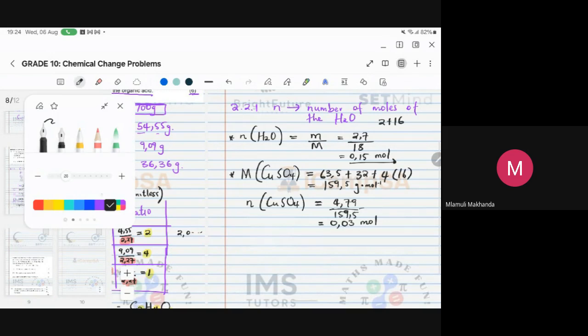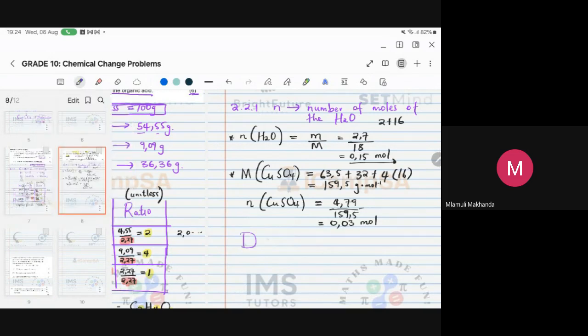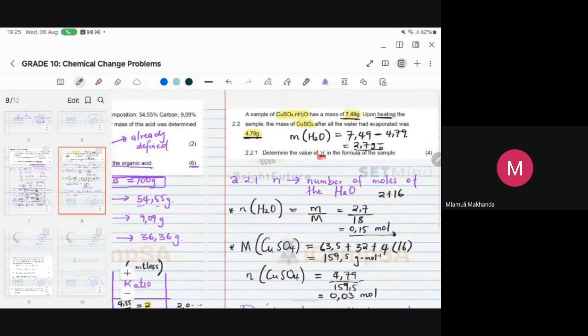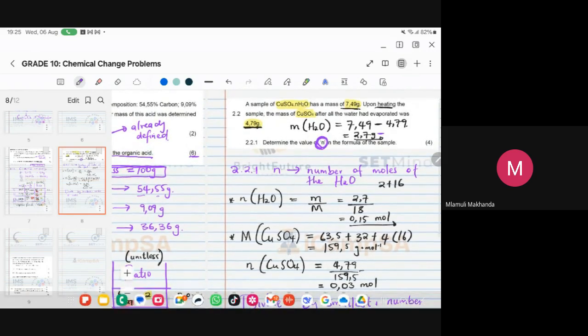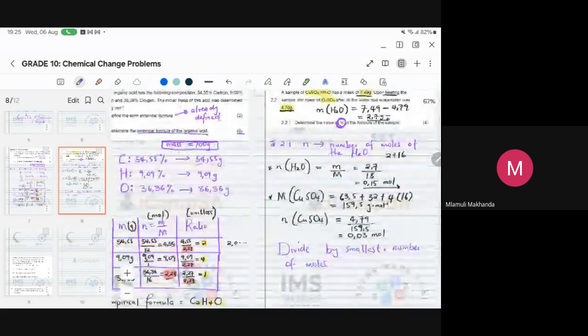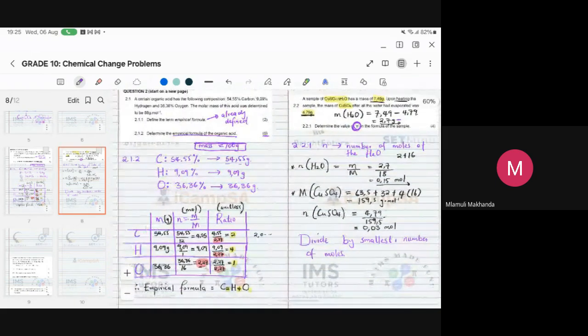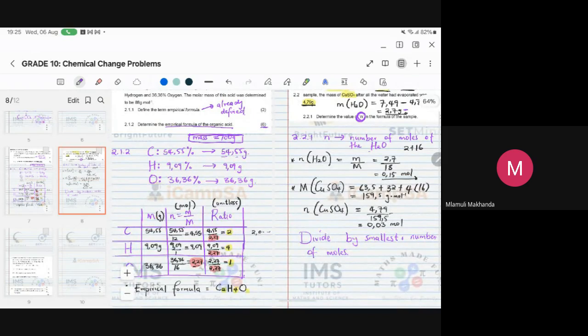Divide. And before we proceed, this N defines the whole number of moles of H2O.